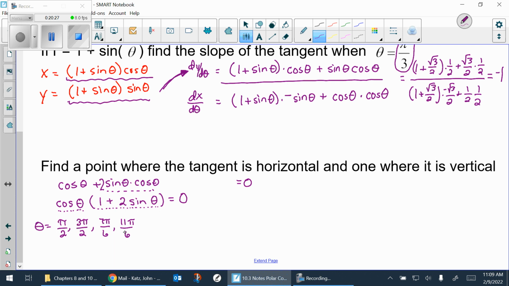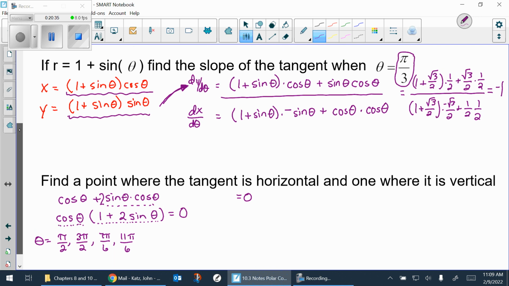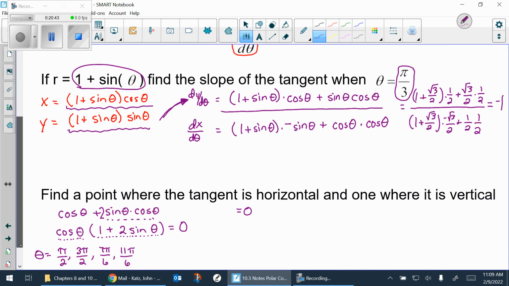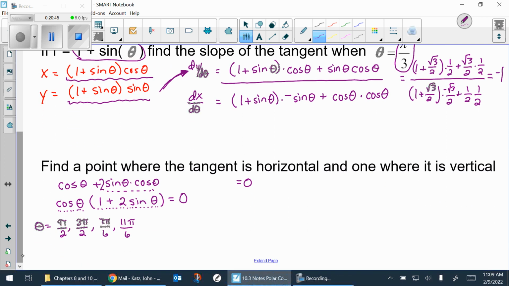But you know what? This only asks for a single point where the tangent is horizontal. And actually, I even know what this thing looks like. We graphed that earlier. We have this cardioid, something like that.